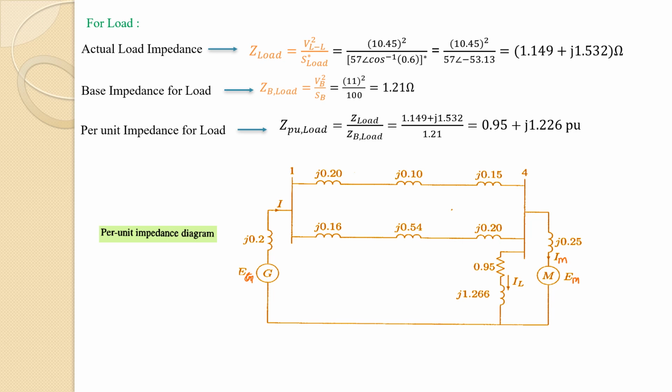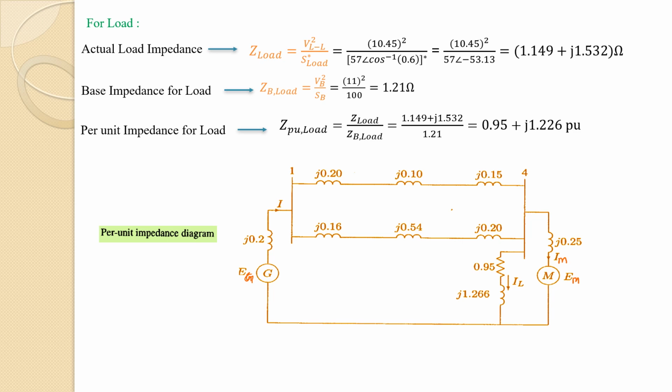After calculating the actual impedance, which is also the phase value, we can say, now we'll be calculating the base impedance and then we'll be evaluating the per unit impedance for the load. So to calculate base impedance, we can use the formula Z base for the load. This will be equal to the base value of the voltage for the load, that is 11 kV, because the load is connected on bus 4, and for bus 4 the base voltage has been taken as 11 kV. So we are writing here the square of 11 divided by the base MVA, that is 100. So this gives us 1.21 ohms.